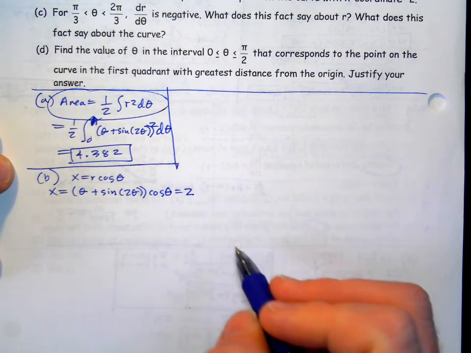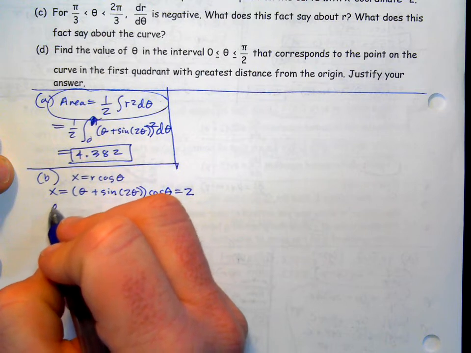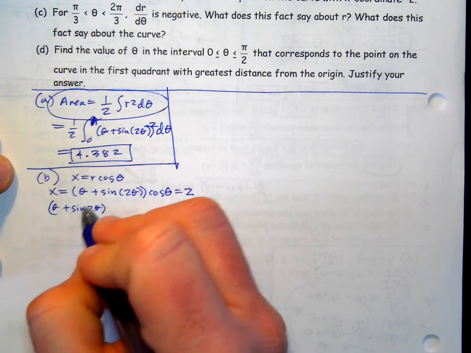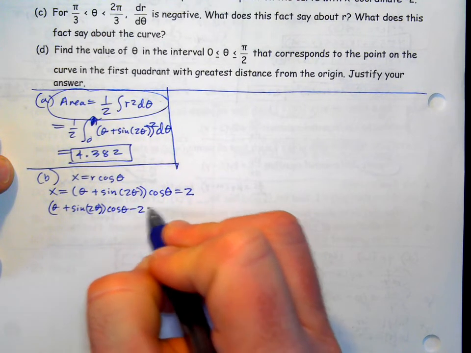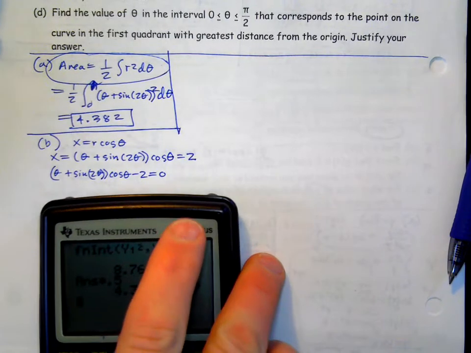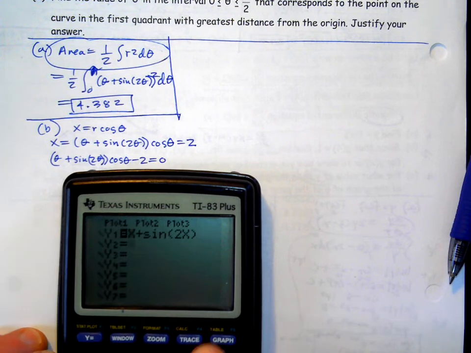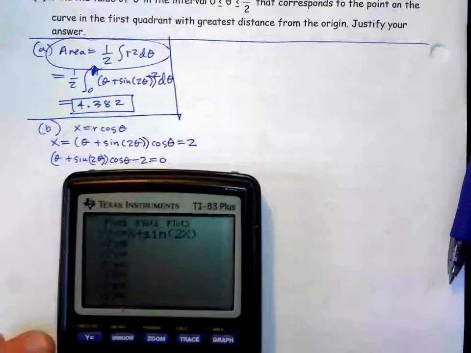Now, the way I would solve this on my calculator is I would move everything to one side equal to 0. And then I would graph that, but a really simple graph of that. So I'm going to put that in my Y menu. Now I have this other one on there. I'm just going to turn it off. And I'm going to put parentheses x plus sine 2x. You could get rid of the parentheses.